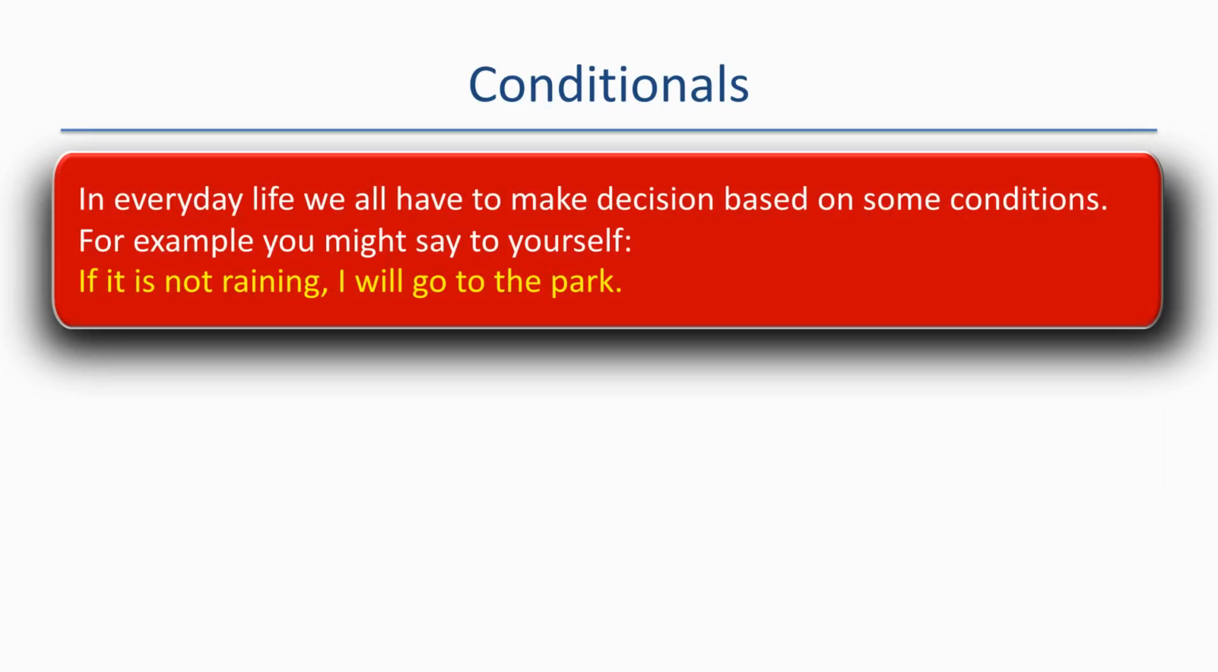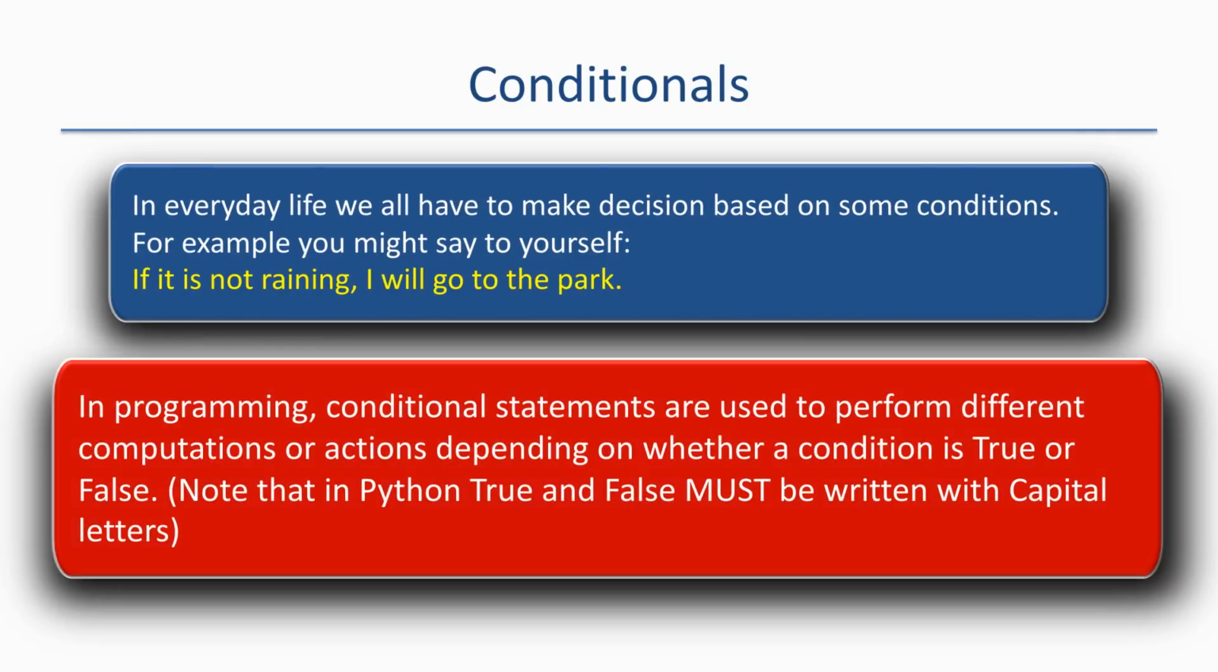In everyday life, we all have to make decisions based on some conditions. For example, you might say to yourself, if it is not raining, I will go to the park. And this is a conditional statement. In computer programming, conditional statements are used to perform different computations or actions depending on whether a condition is true or false. Again, notice that the true and false in Python are written with capital letters.